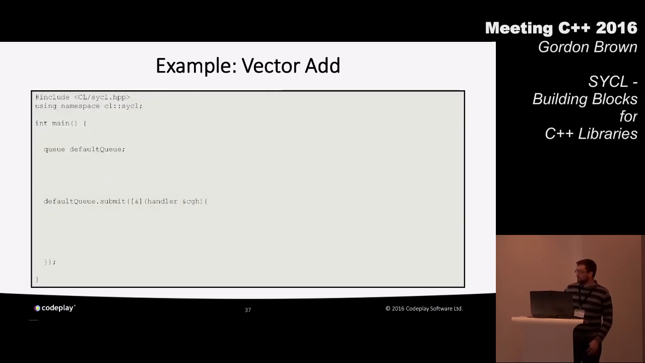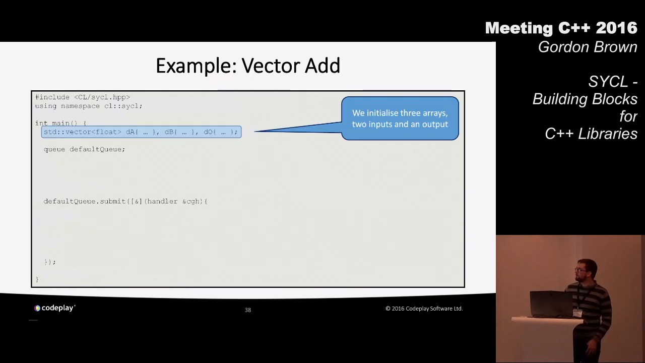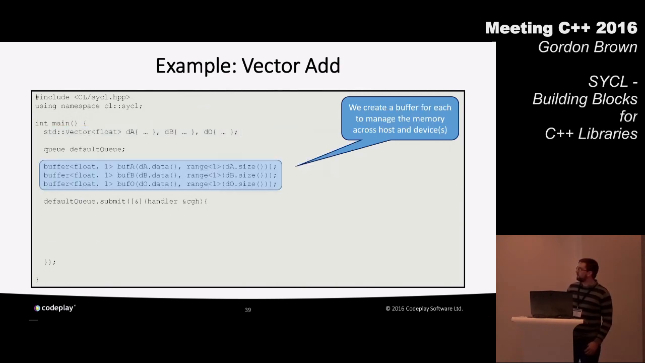So back to the example, to see what this looks like. Here we create 3 standard vectors, 2 inputs and an output, and we initialize them with some data. Then we create 3 buffers, a buffer for each vector, and the buffers have a type and a dimensionality associated with them. So these are one-dimensional float buffers. We construct them with a pointer and a range, which are the pointer and size of the vector objects.